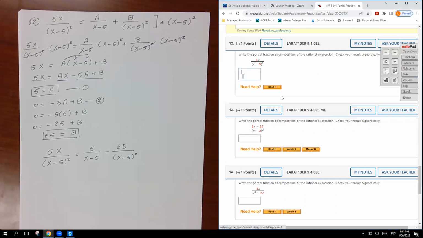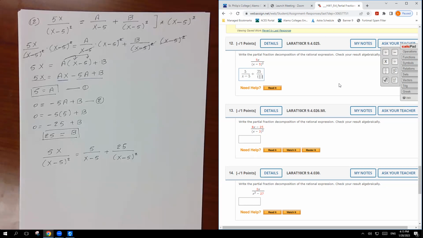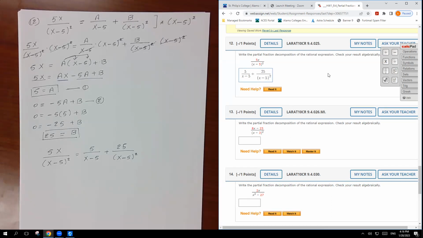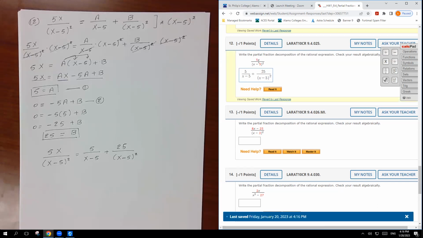So we're just going to type here the fraction 5 over x minus 5. And here it's going to be plus another fraction, 25 over parentheses, we're going to put here x minus 5. We're going to go outside. Here is the square. We're going to click this one and put the square. So this is the partial fraction for number 12, for the rational equations here. That's it for number 12.